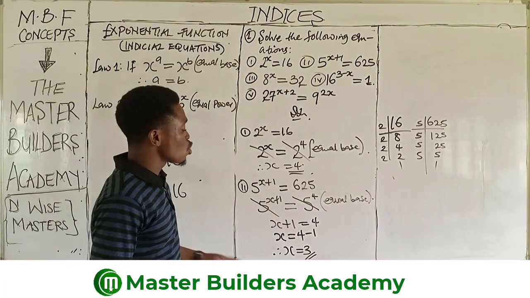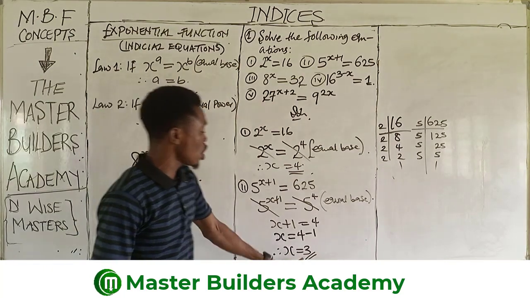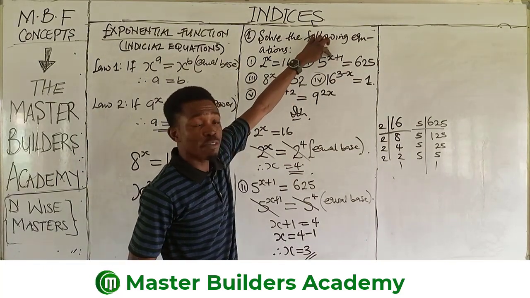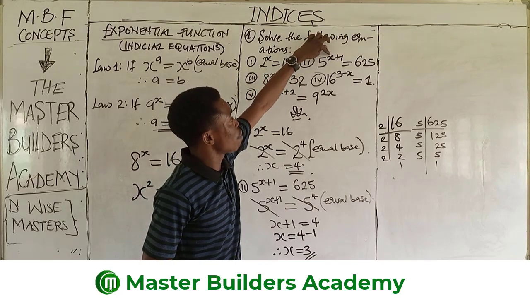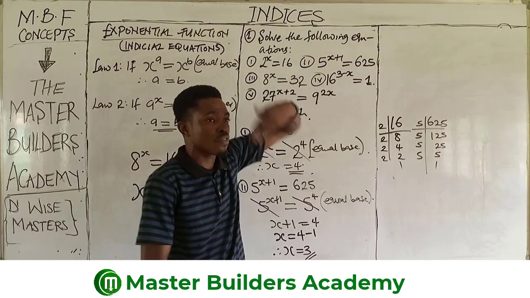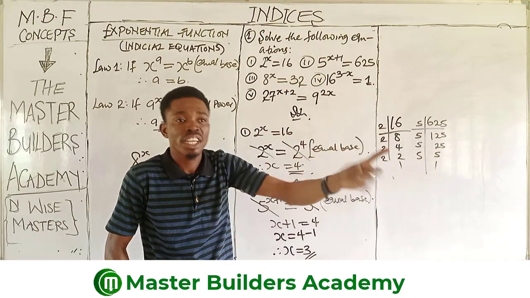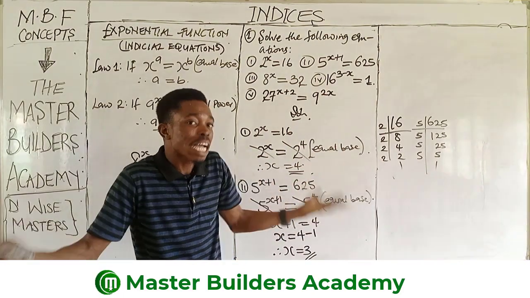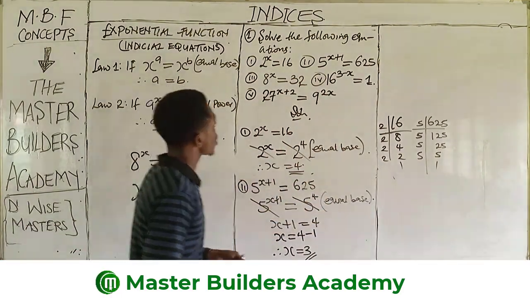Now, the next thing we are quickly going to do, if you want to validate whether your answer is correct, all you need to do is to substitute 3 here. So this would have been 5 raised to the power 3 plus 1, and 3 plus 1 is 4. And 5 raised to the power 4 is 625. That shows that you are correct. Now let's look at question number 3.